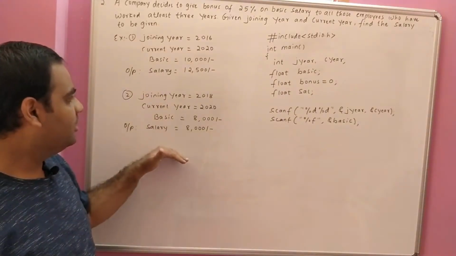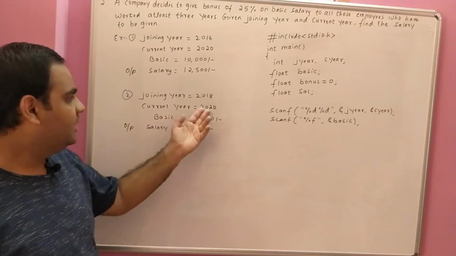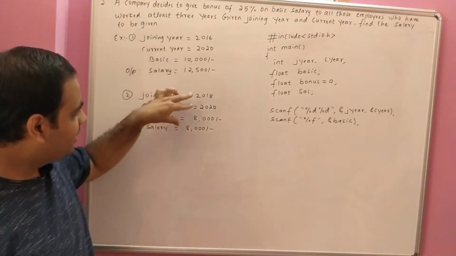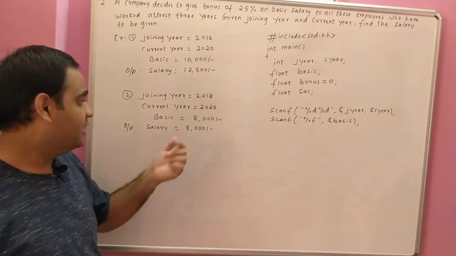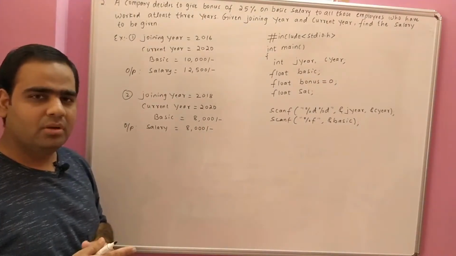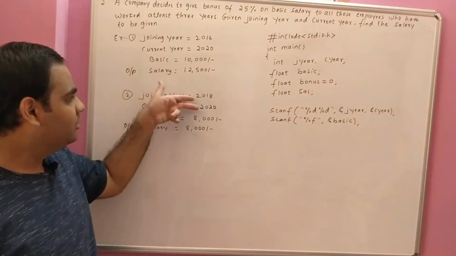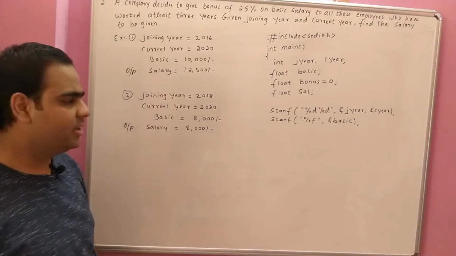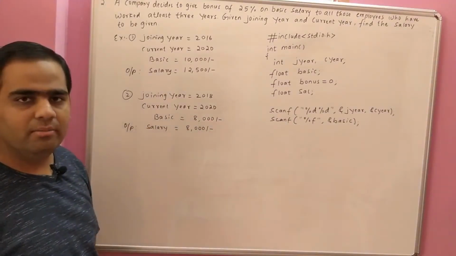Let's look into some other example. Joining year is 2018, current year is 2020, the years of service is 2 years, and the salary is 8,000. Do we need to add bonus on the basic? No, because the years of service is 2, which is not greater than 3, hence the salary would remain the same as the basic payment.